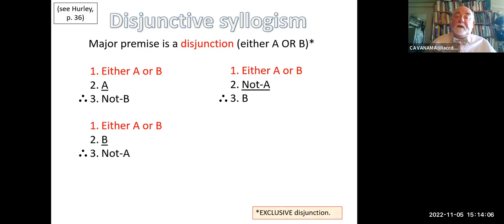Or suppose we assert B instead of asserting A. Either A or B, B. Therefore, what do we conclude? Not A. And guess what? The last one is going to be: if we deny B, then we have to assert A, because they are alternatives there. One is true. If one is true, the other is false, then they can't both be.